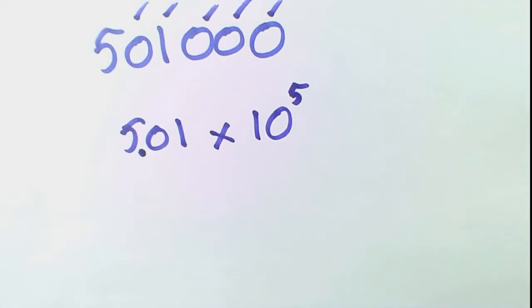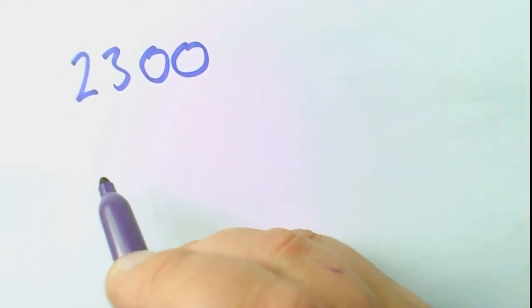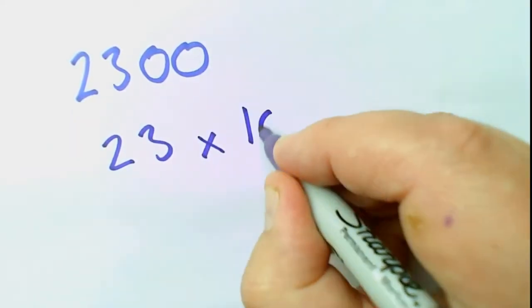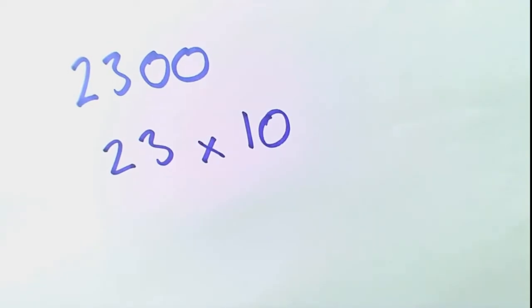Okay, let's have a go with another one. Again, just pause the video and have a go yourself. So let's do it then. You write the number, which is 23, and then times 10. Put your decimal point in, so it's a number between 1 and something less than 10. So it always comes after the first number.